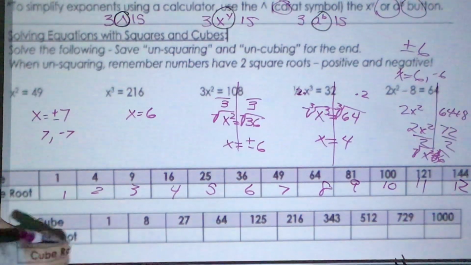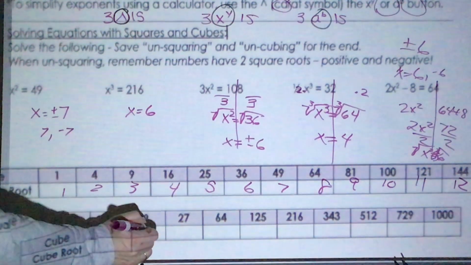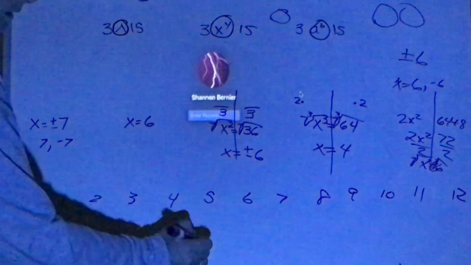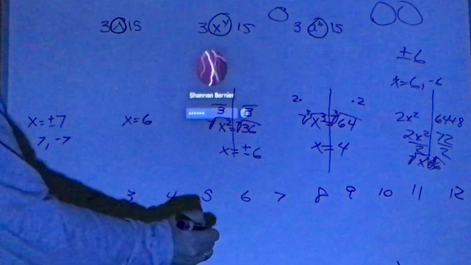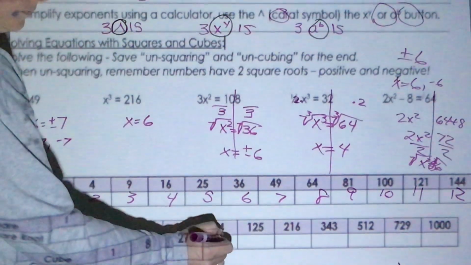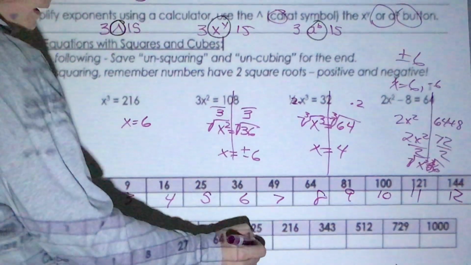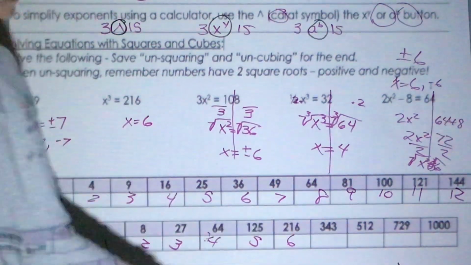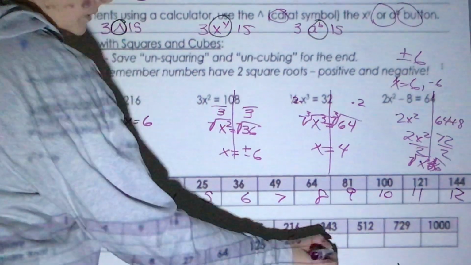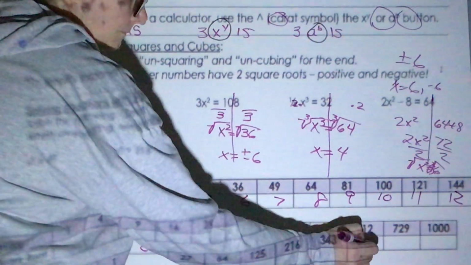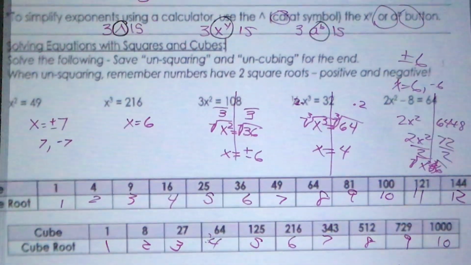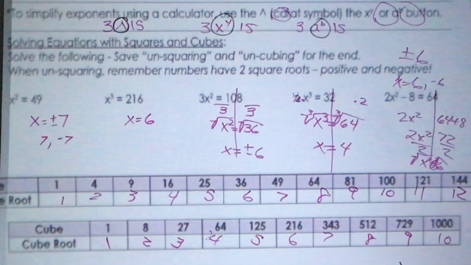Now for our perfect cubes, the cube root of 1 is 1, 8 is 2, 27 is 3, 64 is 4, 125 is 5, 216 is 6, 343 is 7, 512 is 8, 729 is 9, and 1000 is 10. So if you know those, that will help you.